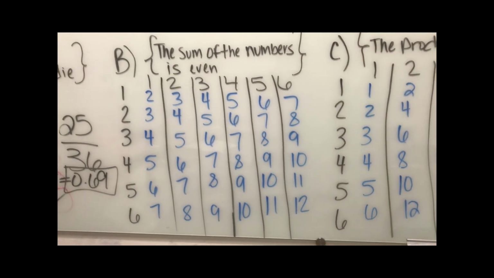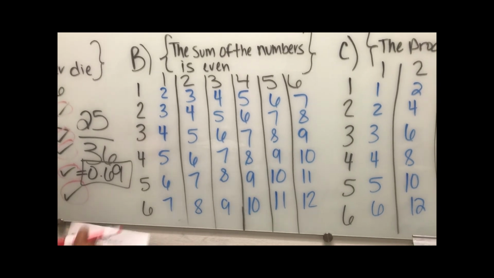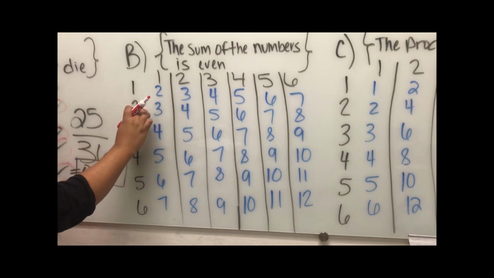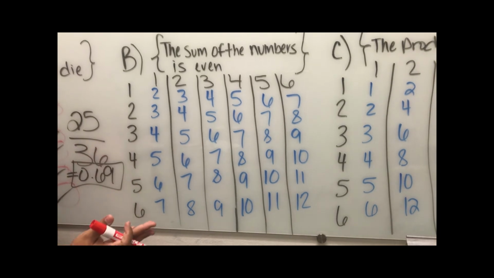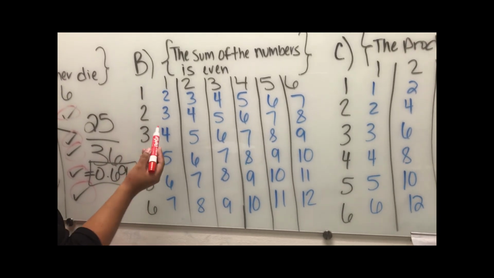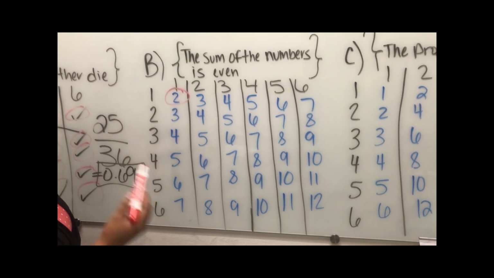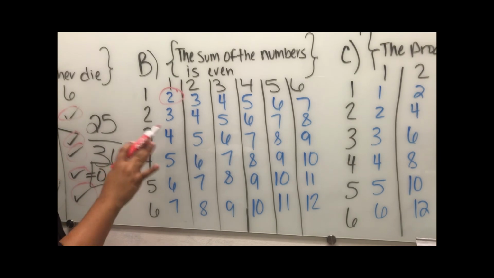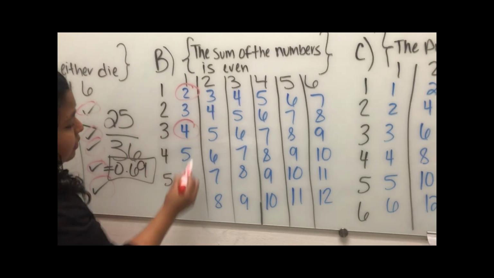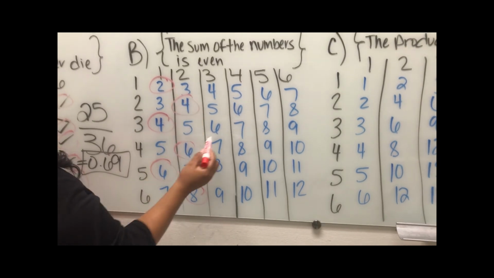Now part B is the sum of the numbers is even. So I worked this out also. 1 plus 1 is 2, 2 plus 1 is 3, and so on and so forth. They want the sum of the numbers to be even, so I'm going to count the even ones. I'm a very visual learner, so I like to circle them in another color so I can make sure I have it accurately. So I'm just going to circle all the even numbers that I got.